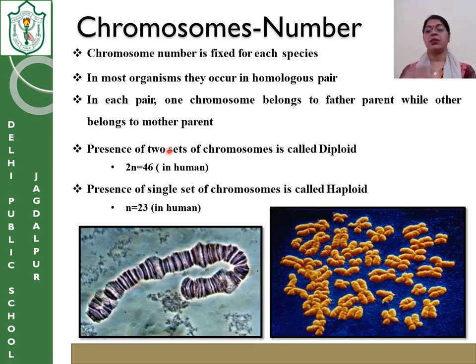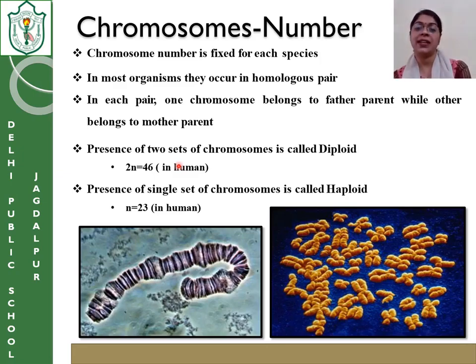But in the higher classes, you will study that during the gamete formation or sex cell formation, the number of chromosomes becomes half. If in a cell there are two sets of chromosomes, that type of cell is called diploid. Generally most of the cells are diploid. Only at the time of gamete formation do the sex cells become haploid.